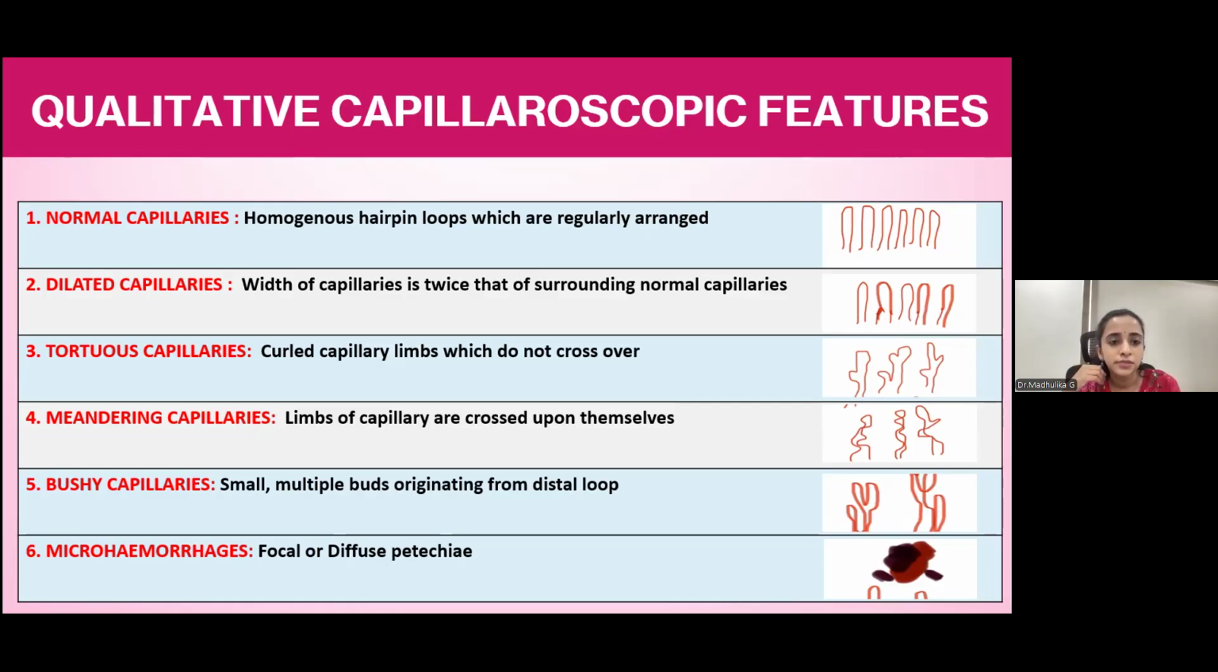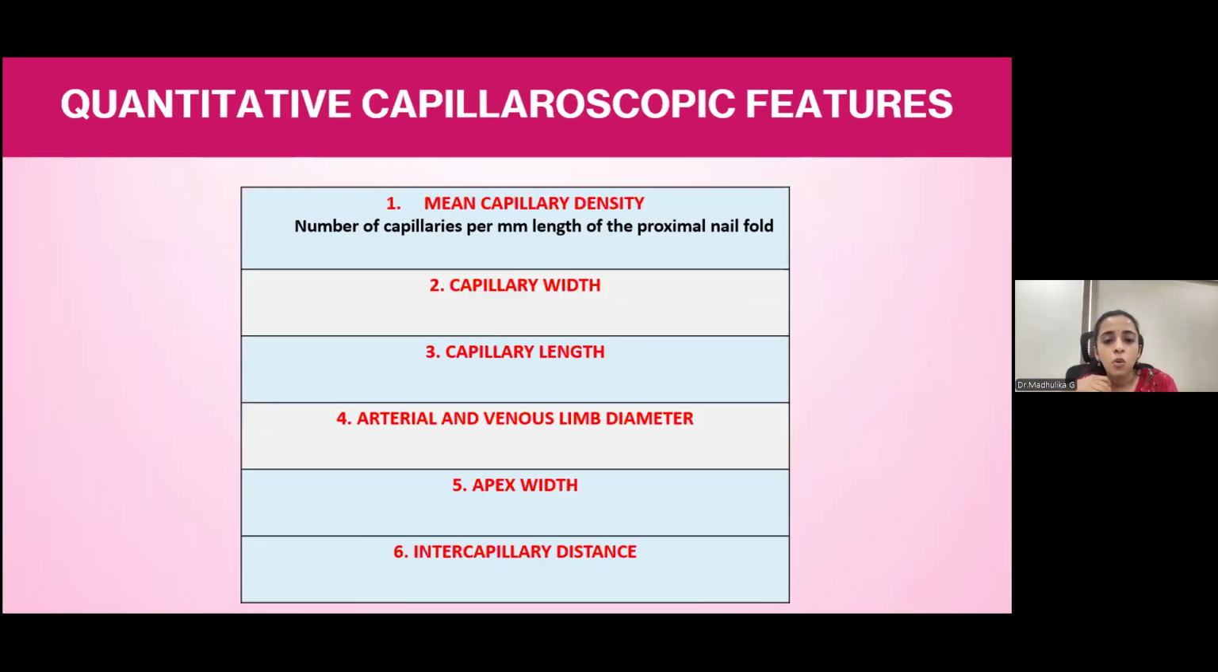Next. So quantitative capillaroscopy, usually all of these are not easy to do, but mean capillary density can be. So you see per mm of length, how many capillaries are present in the proximal nail fold. Next.